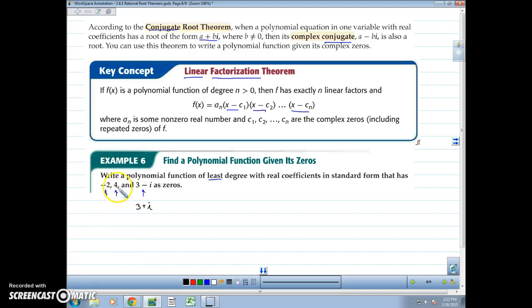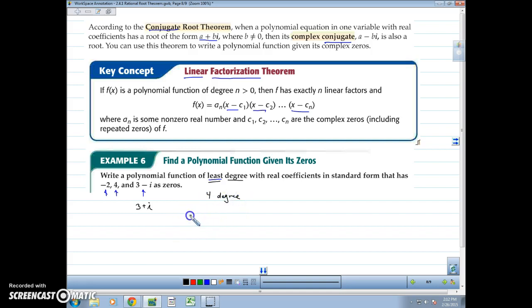So now we see that we have actually 4 zeros. We have -2, 4, 3 minus i, and 3 plus i, which means I have to have 4 factors. We don't want to create any more than that because it says to create one of the least degree. So the smallest degree we have will be 4.